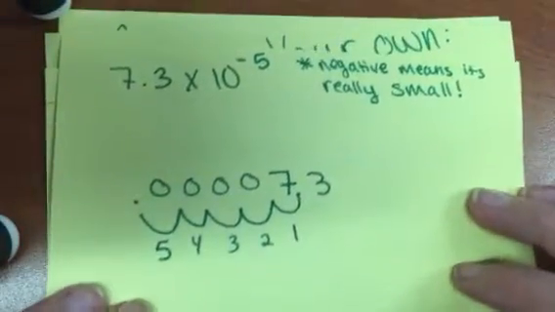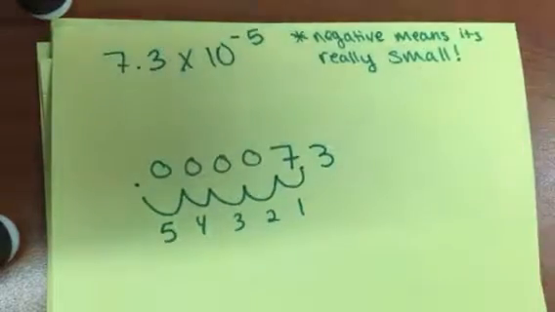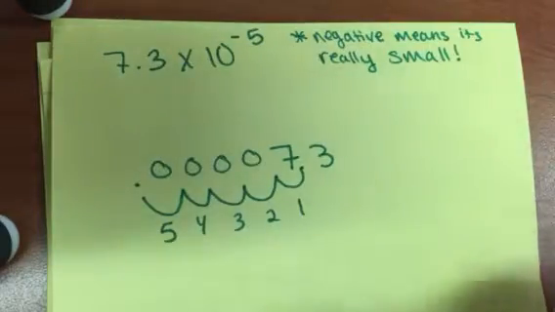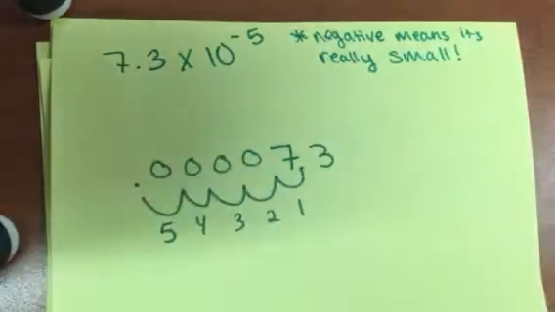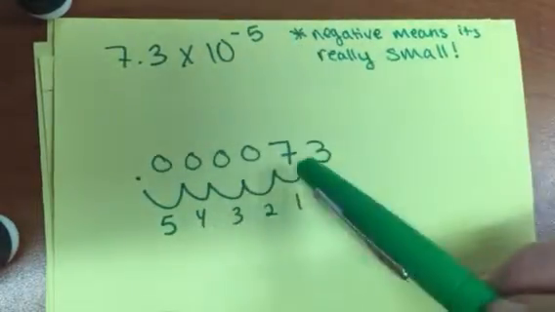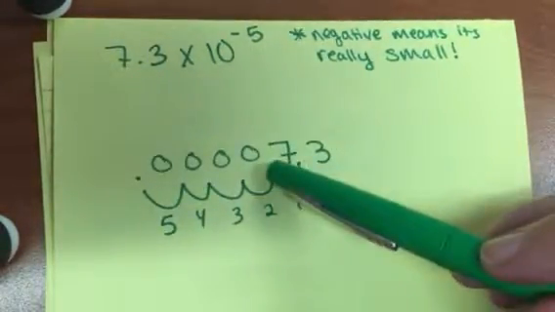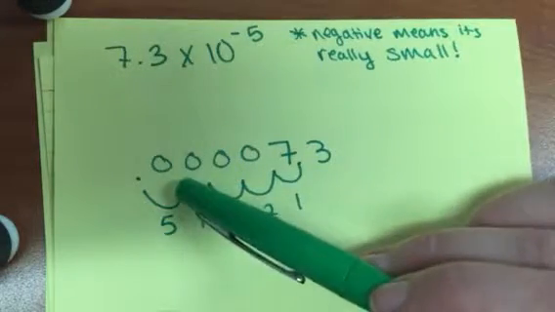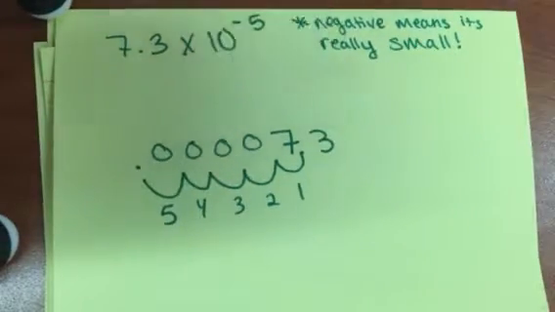So on this one, if I have 7.3 times 10 to the negative 5, now you have to be careful: negative means that it's a really, really small number. So you have to know which way you're going to move your decimal. To make it small, you've got to go that way. So now we put down our 7.3 here and we move it 5 times, just in the negative direction. So I'm going to go that way and go 1, 2, 3, 4, 5, making it 0.000073.